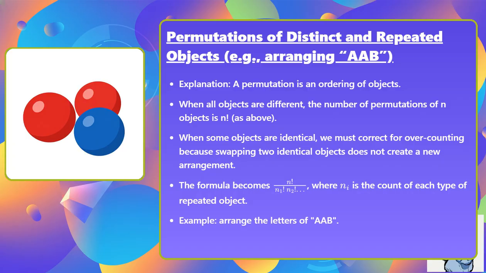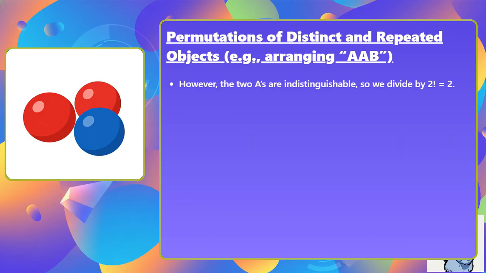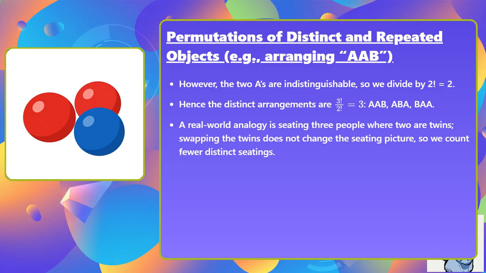Example: arrange the letters of AAB. There are 3 letters total, so 3 factorial equals 6 naive permutations. However, the 2 A's are indistinguishable, so we divide by 2 factorial equals 2. Hence, the distinct arrangements are 3 factorial over 2 factorial equals 3: AAB, ABA, BAA. A real-world analogy is seating 3 people where 2 are twins. Swapping the twins does not change the seating picture, so we count fewer distinct seatings.